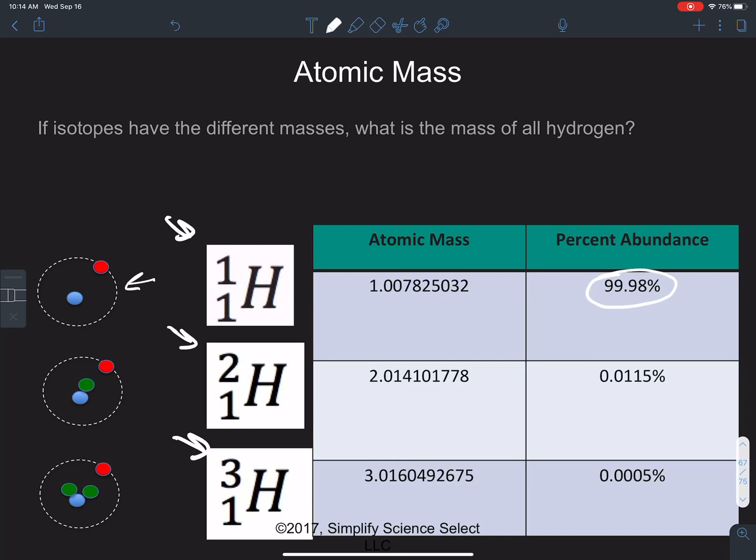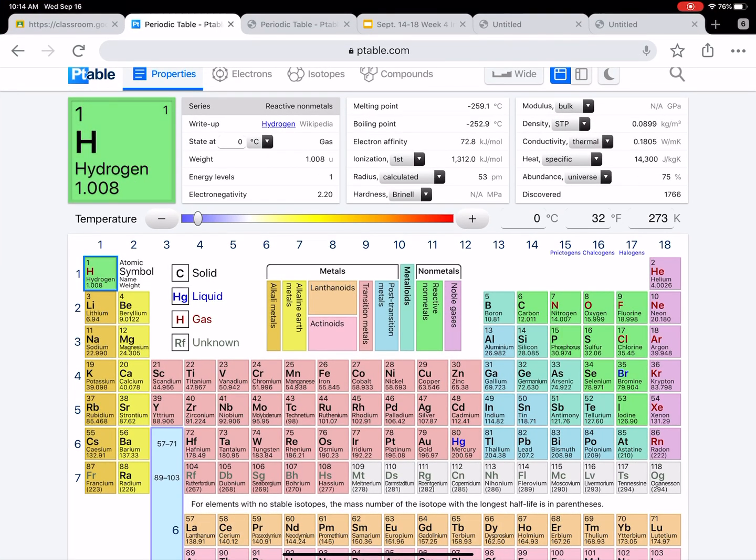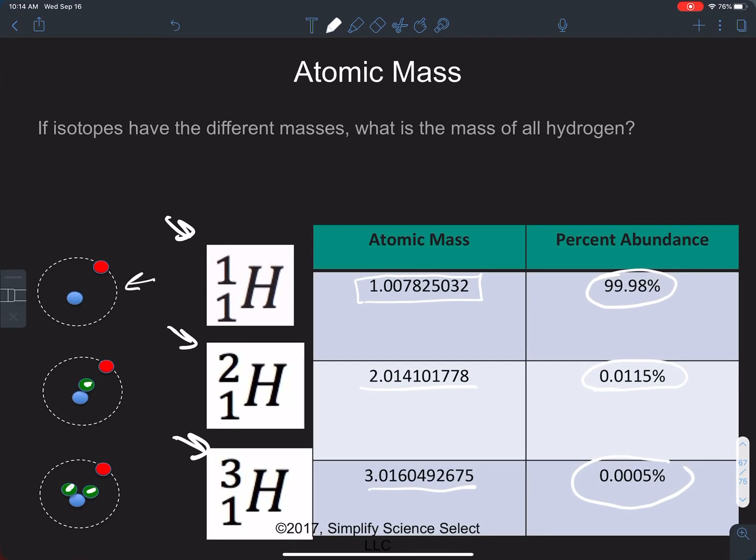And hydrogen 2 actually has a proton, but it has a neutron that's been added to it, and hydrogen 3 has 2 neutrons. Okay, so 99.98% of all hydrogen is hydrogen with a mass that is this mass right here. Then we have a very, very small percentage, and an even smaller percentage that has the following masses here. So what we need to do in order to calculate the number that's on the periodic table, we're going to try to calculate this value, 1.008. What we're going to do is use what's called a weighted average.